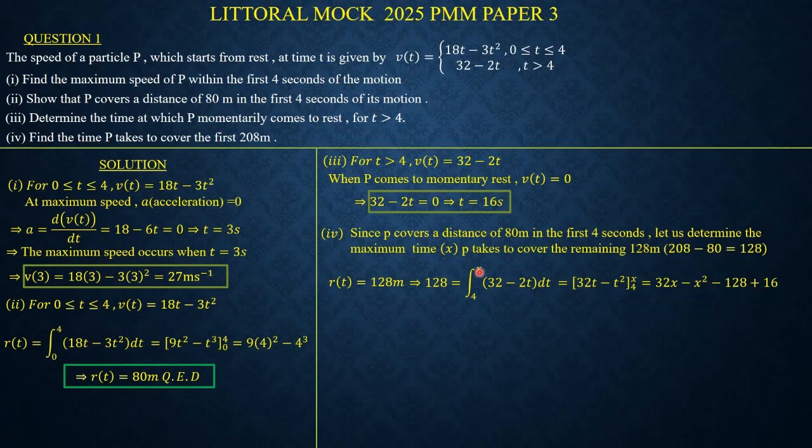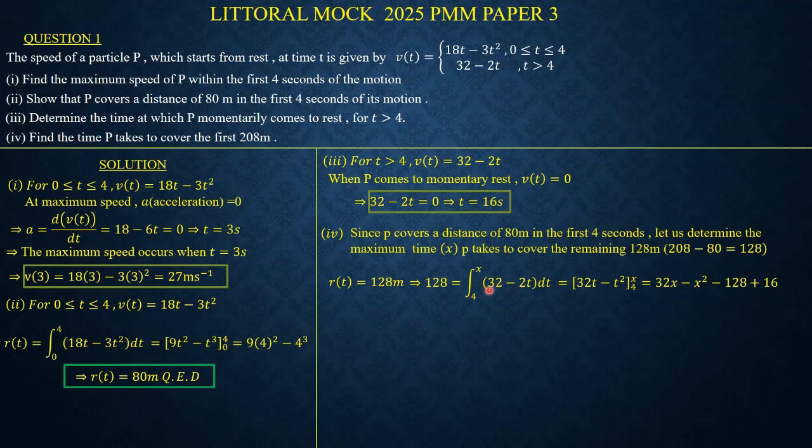Very important, because we know that for the first 4 seconds, particle P covered a distance of 80 meters. Then for the remaining distance, what time will particle P take to cover it? That's what we are trying to figure out here. We are simply going to integrate this speed in this time interval, which corresponds to t greater than 4. So using the speed 32 minus 2t, we have 128 equal to the integral of the speed with respect to time from 4 to x.